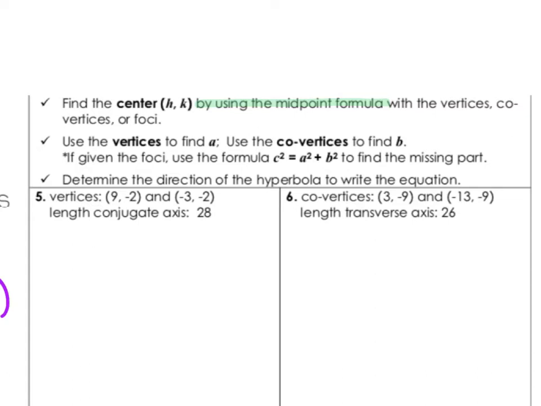Then you use the vertices to find A. You use the co-vertices to find B. And then if you're given the foci, you can use c squared equals a squared plus b squared to find the missing part. So if you're missing c, you can find it. If you're missing a or b, you can find it. And then you can determine the direction of the hyperbola, and then you write the equation. And remember, the direction of the hyperbola is whether the hyperbola is vertical or horizontal.